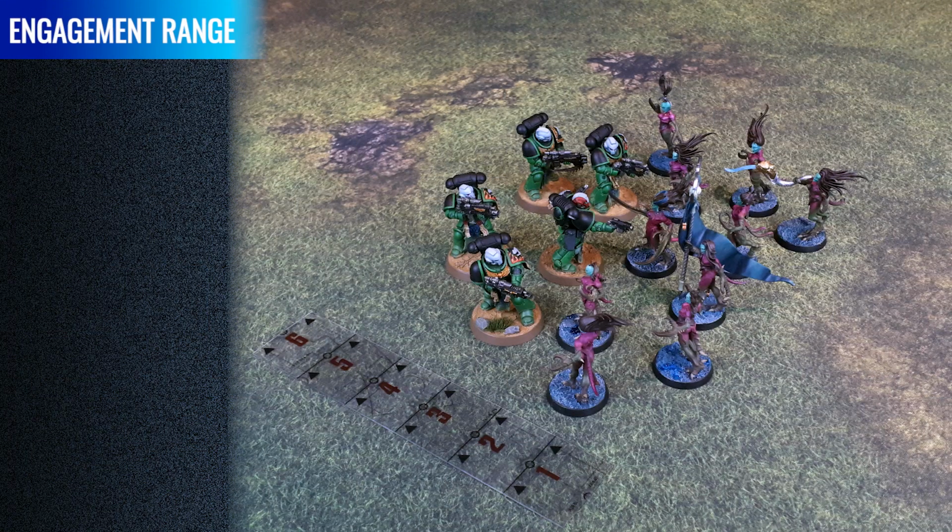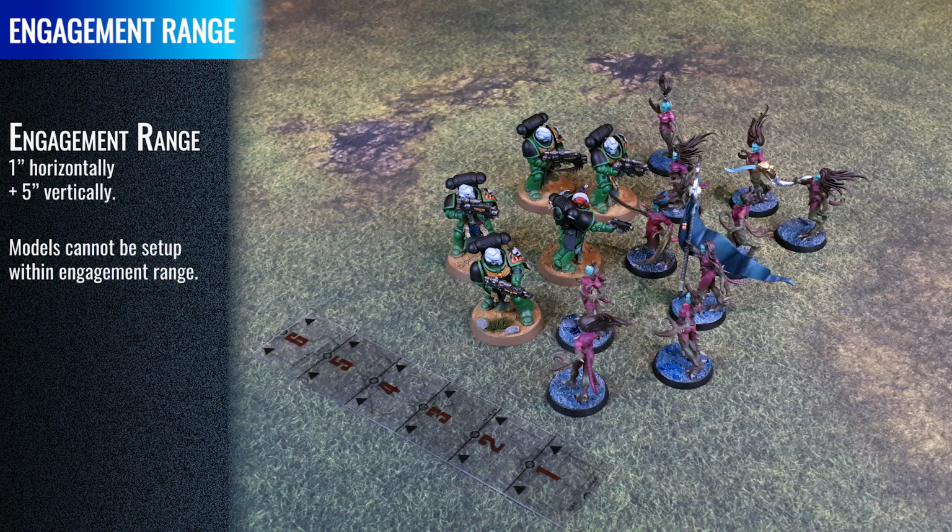Engagement range refers to the area at which models are in effective melee combat with each other. If a model is within 1 inch horizontally and 5 inches vertically of an enemy model, then those models are within engagement range with each other, and by extension, both of those models' units are considered to be within engagement range of an enemy unit.